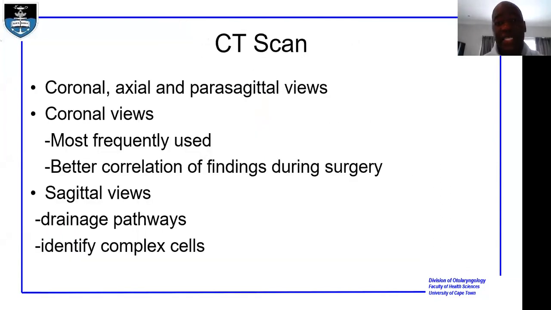A CT scan is the gold standard investigation. You can do coronal, axial, and parasagittal views, as we did. The coronal views are the most frequently used because they've got a better correlation with findings during surgery. But one can also use sagittal views to show the drainage pathways and identify complex cells. Axial views are also useful, especially if you're going to use a navigation, which we did with our patient.